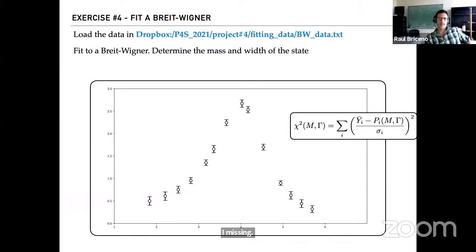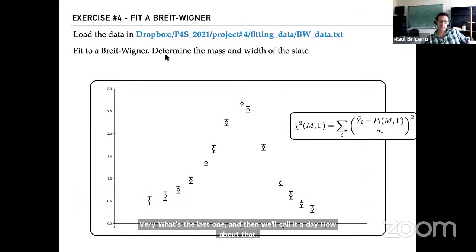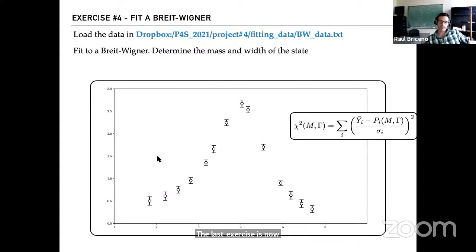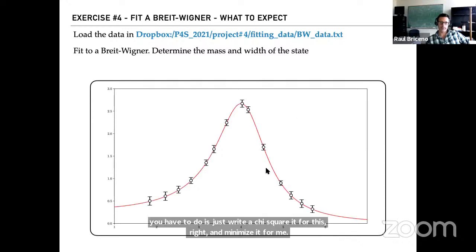How about that? The last exercise is, now I've generated some Breit-Wigner distribution. We've talked about the Breit-Wigner quite a bit. Here's some fake data, and I put the data in this folder right here. The question is, what's the value of M and gamma that I picked? All you have to do is write a chi-squared for this and minimize it for M and gamma. There's my result.